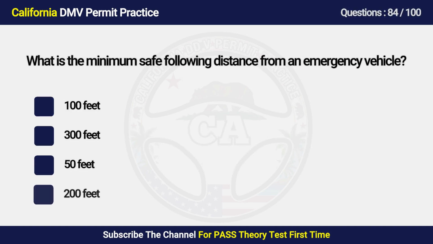Question 84. What is the minimum safe following distance from an emergency vehicle? A. 100 feet. B. 300 feet. C. 50 feet. D. 200 feet.